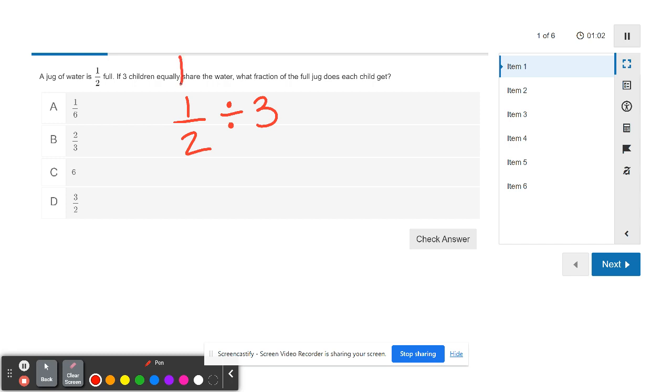So we'd have to do keep, change, flip, or reciprocal. So keep the first, change division to multiplication, and flip 3 over 1 to 1 over 3. Okay, and so then you just multiply straight across, and you get 1 times 1 is 1, 2 times 3 is 3.